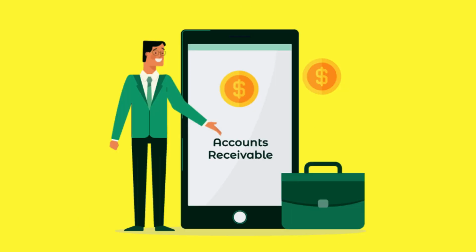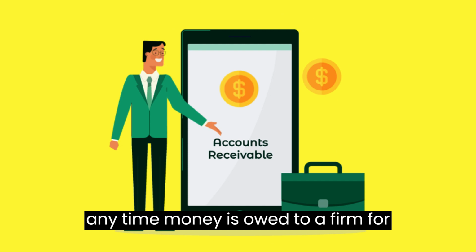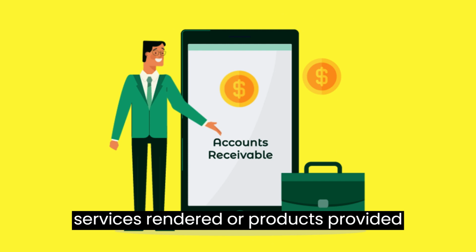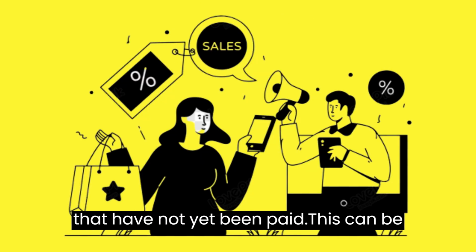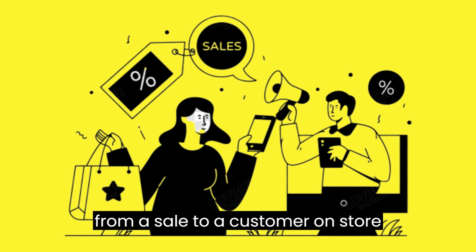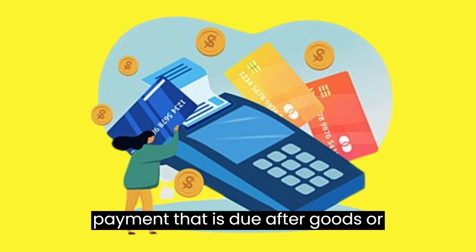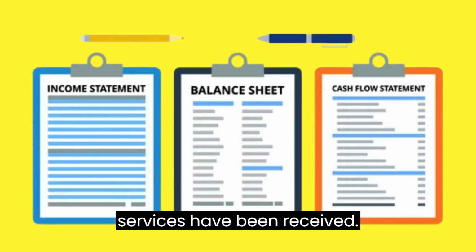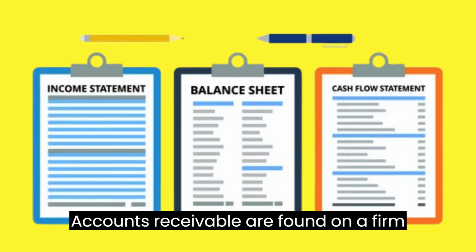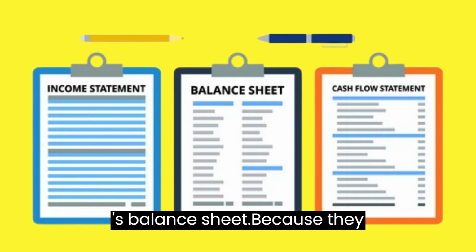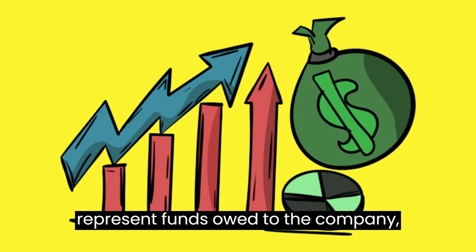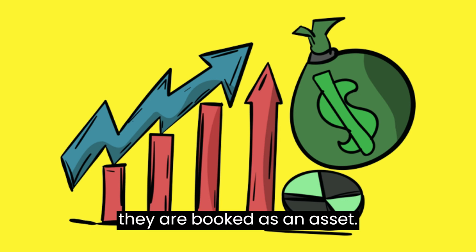A receivable is created any time money is owed to a firm for services rendered or products provided that have not yet been paid. This can be from a sale to a customer on store credit, or a subscription or installment payment that is due after goods or services have been received. Accounts receivable are found on a firm's balance sheet. Because they represent funds owed to the company, they are booked as an asset.